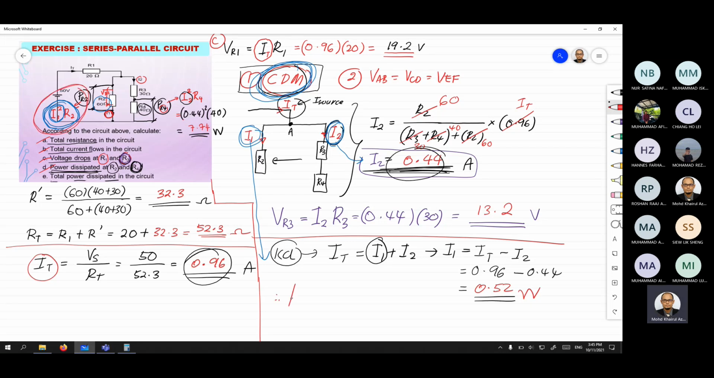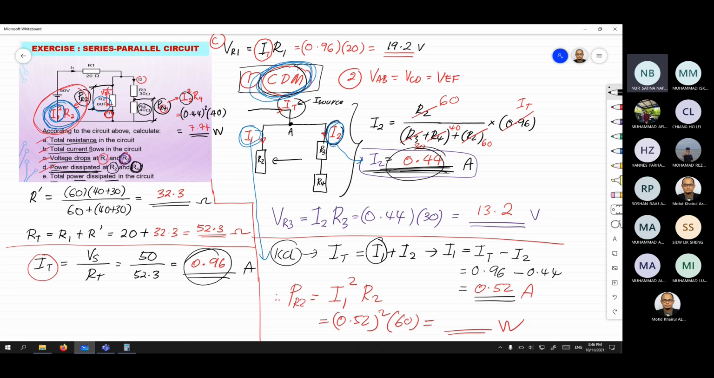Oleh sebab itu PR2 is I1 squared R2. 0.52 squared and R2 is 60. Dan dia akan dapat ni apa pula sini watt. Sini ampere. Okay, berapa nilai PR2? 16.224. Okay. So dapat dah lah.